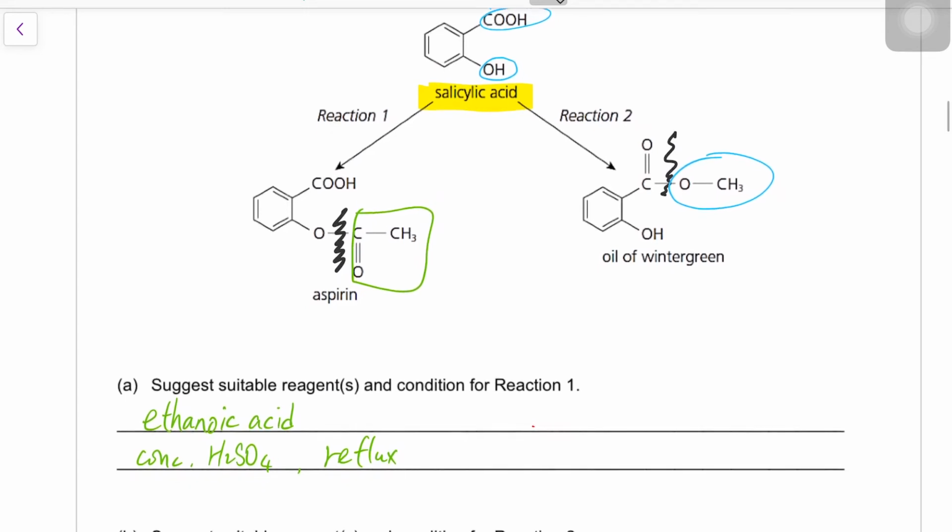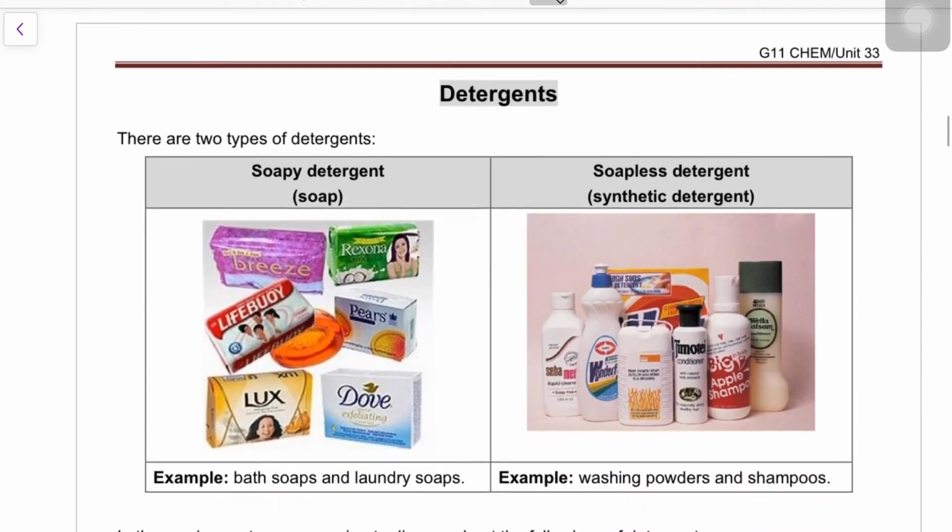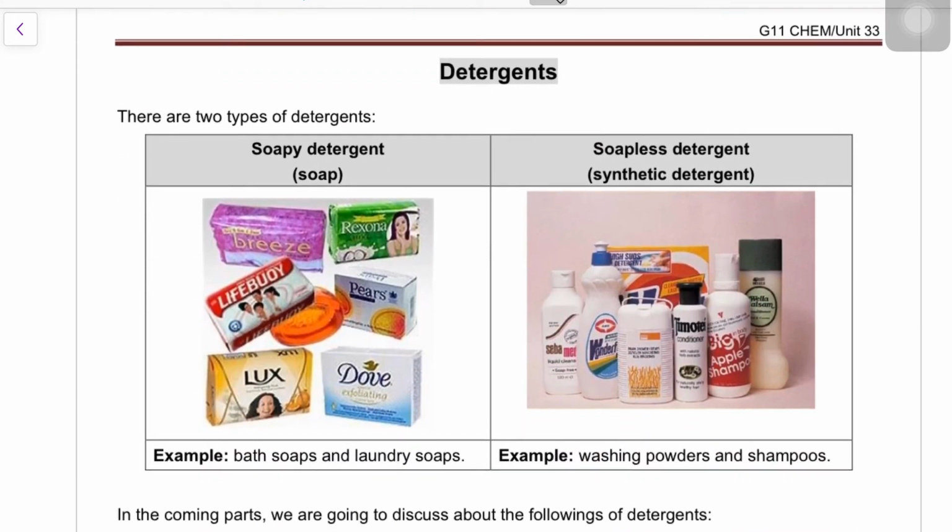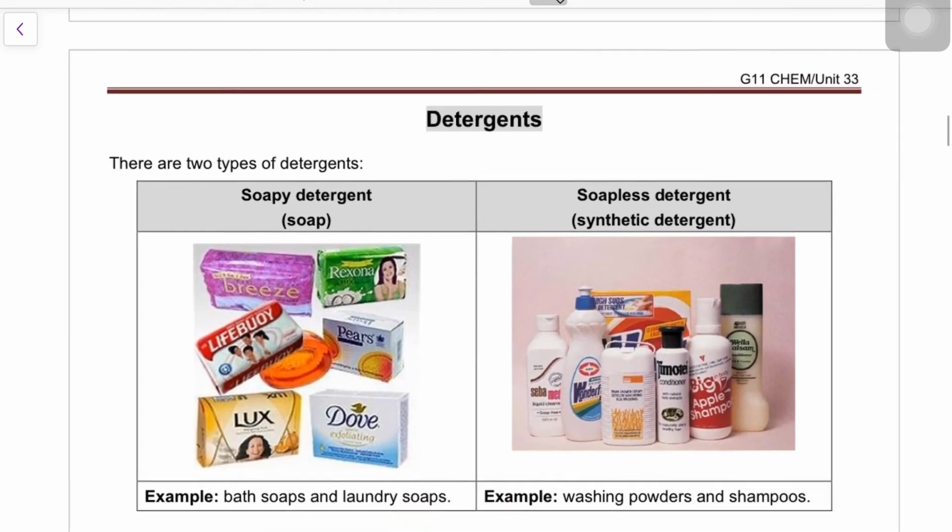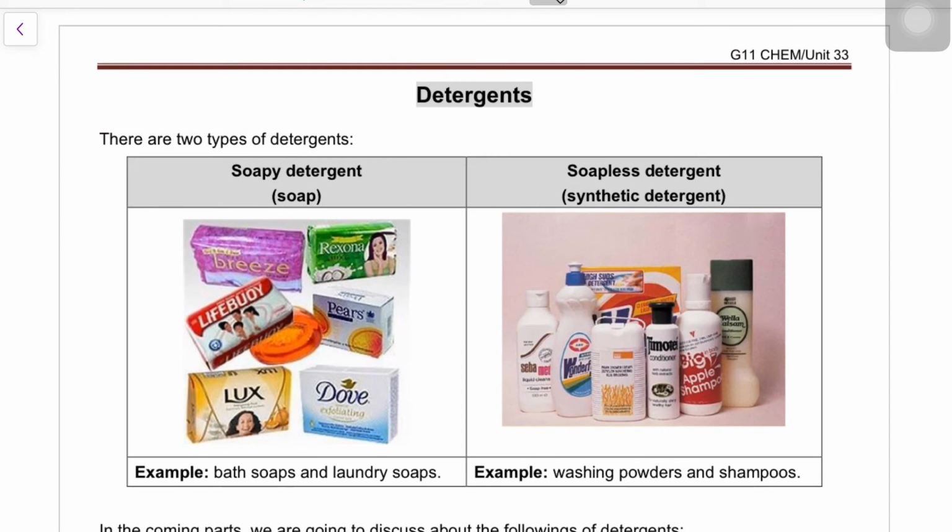Okay, so here is the part on aspirin. It's a bit short, and the focus will be to try to learn the esterification.